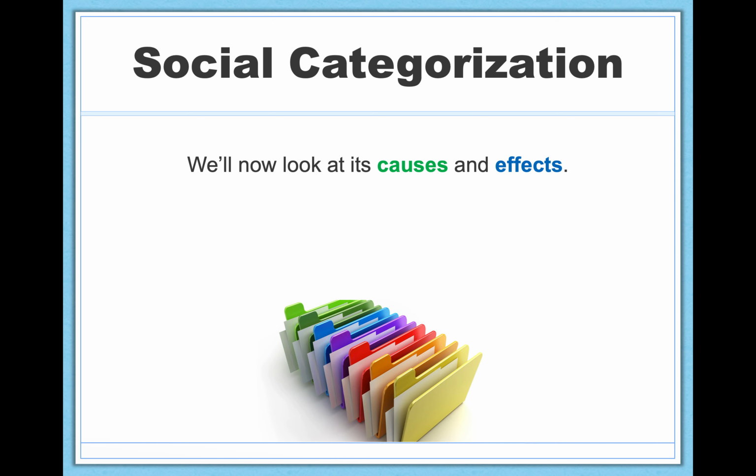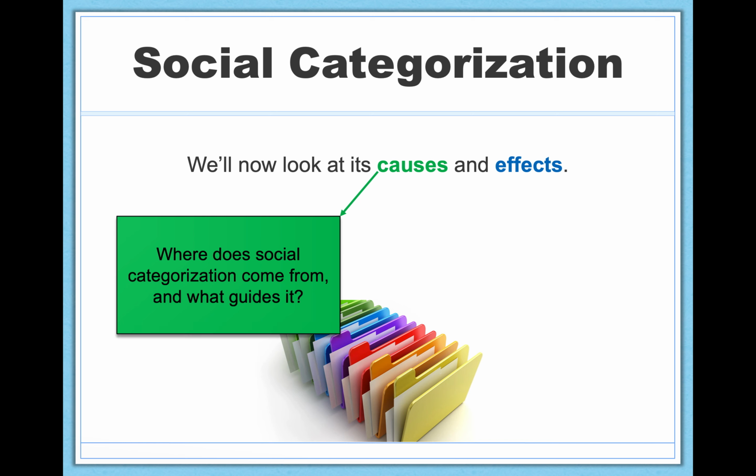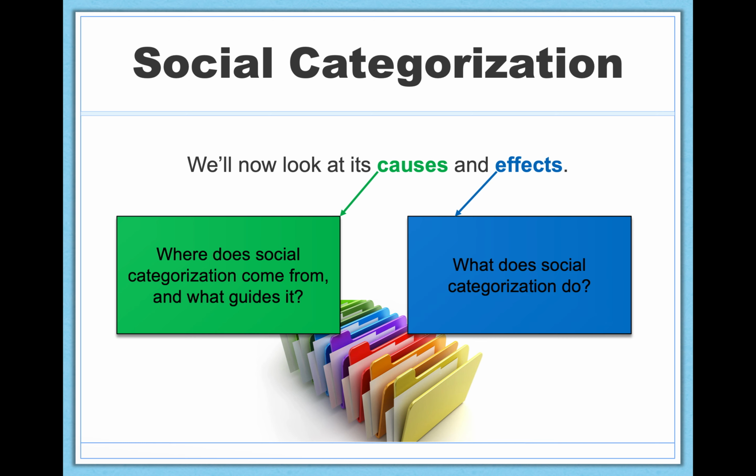Let's discuss both the causes and the effects of social categorization. So again, in this video, we're focusing on the causes. Where does social categorization come from? What guides it? How does it arise? We'll talk about that in regards to stereotyping as well toward the end of this video. And again, in our next video, we'll talk about what social categorization does. What are the advantages? Why do we think in this way? And then obviously, what are the disadvantages? But for now, let's focus on those causes.